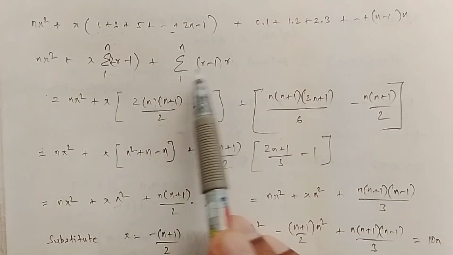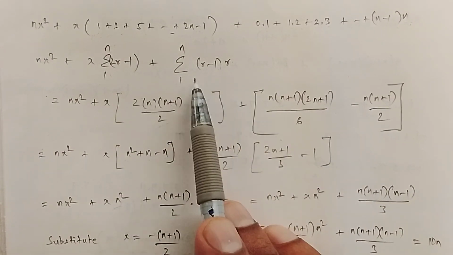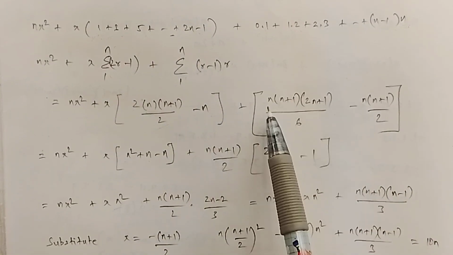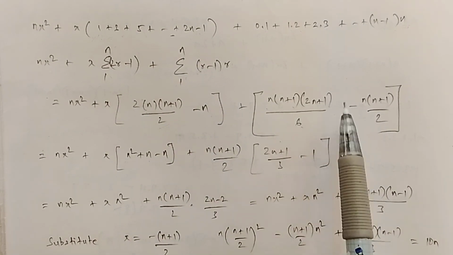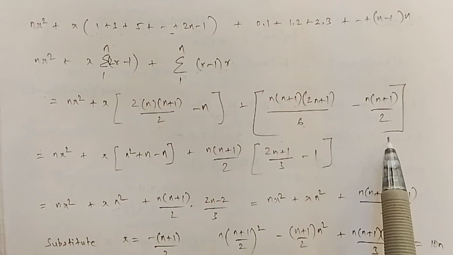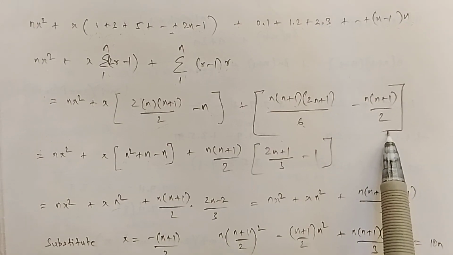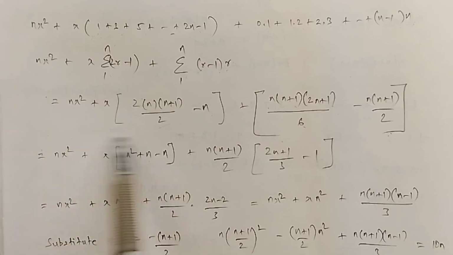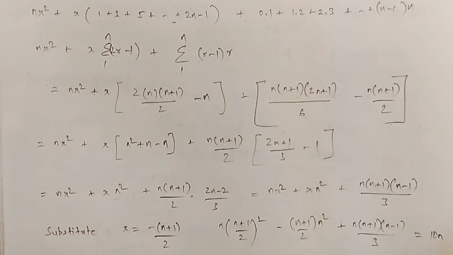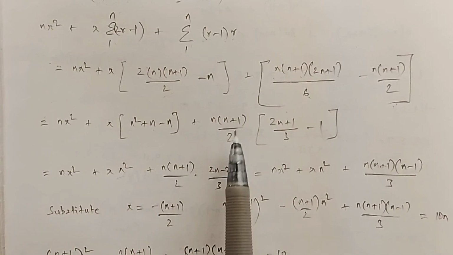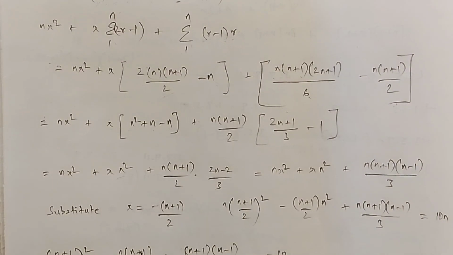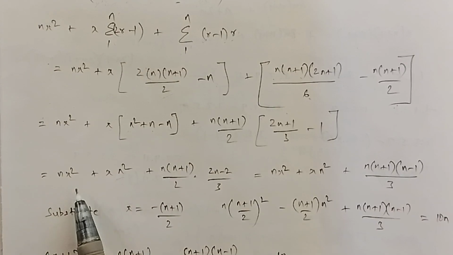Right. And this becomes sigma of r square minus sigma of r. Sigma of r square is the sum of squares of the first n natural numbers, n into n plus 1 into 2n plus 1 by 6, and the sum of the first n natural numbers is n into n plus 1 by 2. Right. So now where are we? This simplifies to x into n square, and the other part simplifies to n into n plus 1 by 2 into 2n minus 2 by 3 ... so this we can further simplify.